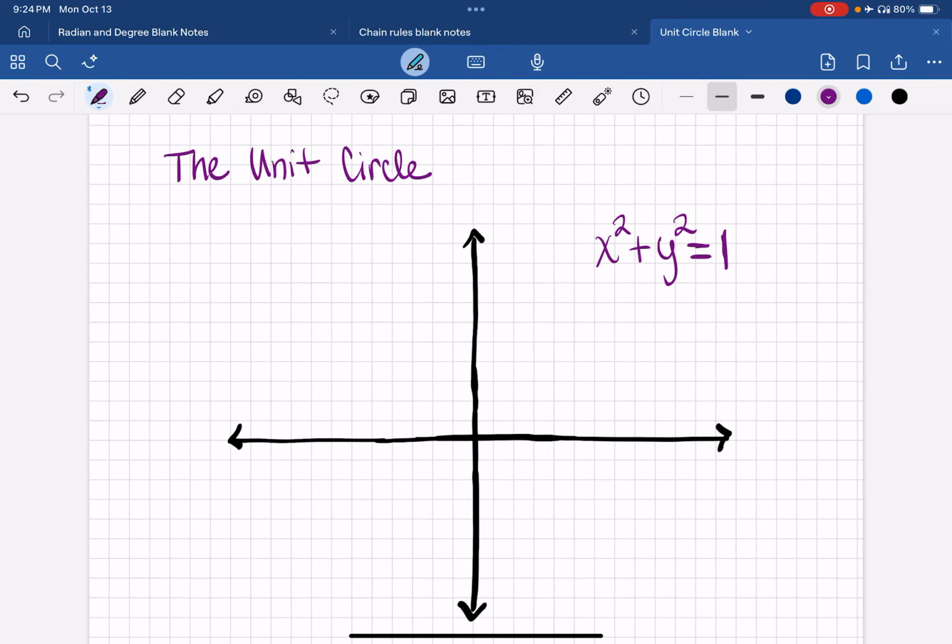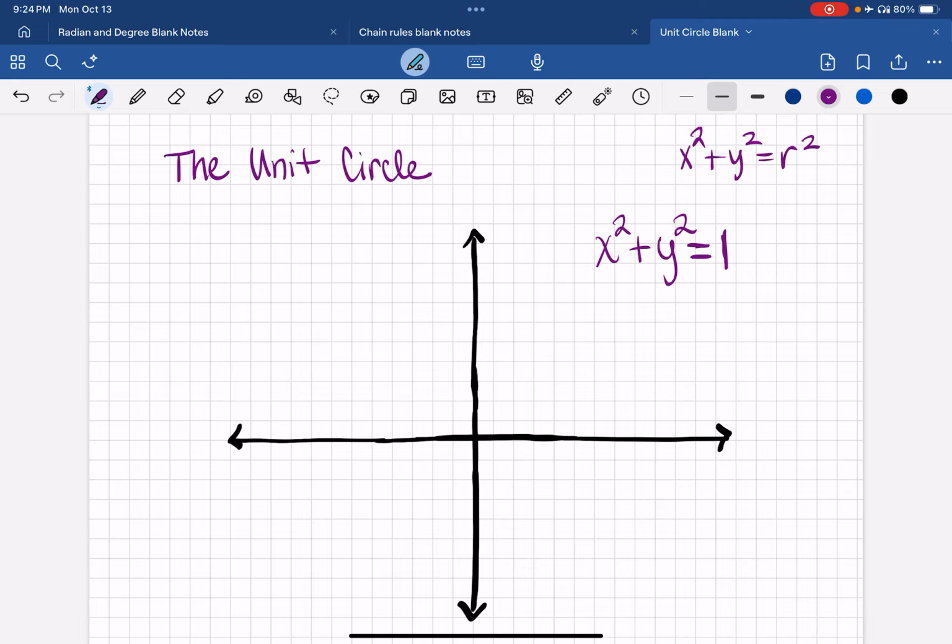Everyone, in this video we are going to derive the unit circle. First of all, let's talk about what the unit circle is. The unit circle is a circle with a radius of 1, and the equation for the unit circle is x squared plus y squared equals 1. If you remember, the equation of a circle is written as x squared plus y squared equals the radius squared.